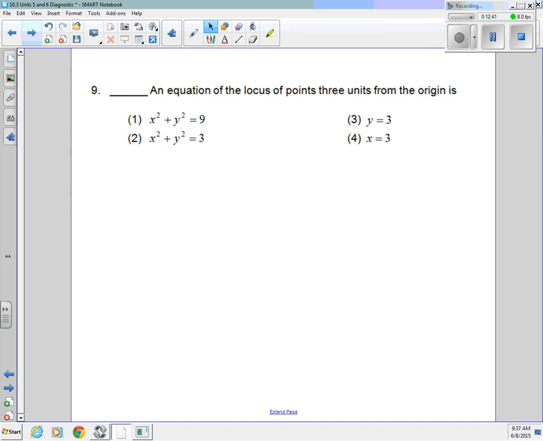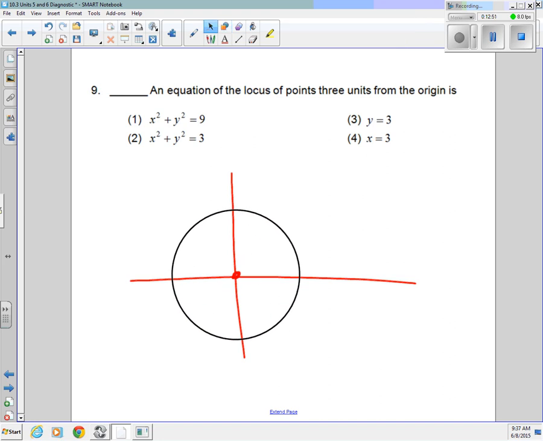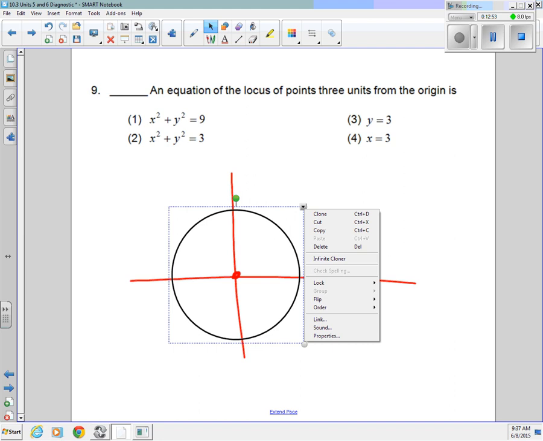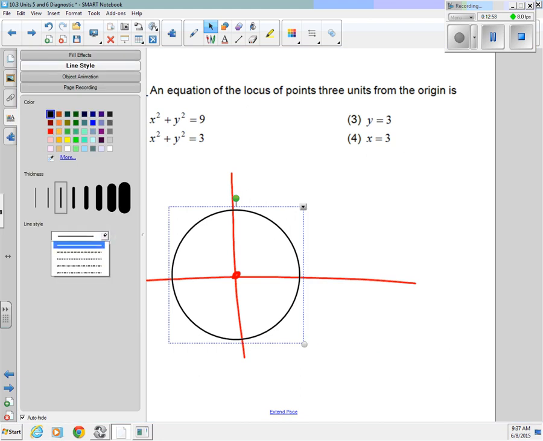All right, number 9. The equation of the locus of points 3 units from the origin is, well, interesting, we just did the last question. The origin is a point. I want all the points that are 3 units from the origin, which would be a circle with radius 3. And because it's a locus, we generally dot the circle. Not a big deal for this question, but for the more difficult ones, it might be.